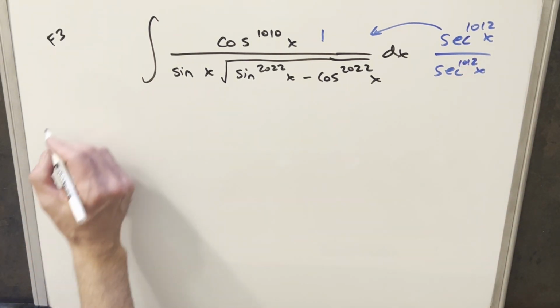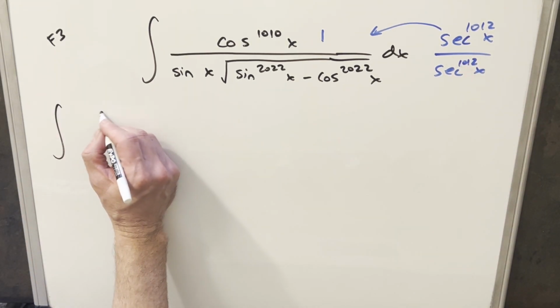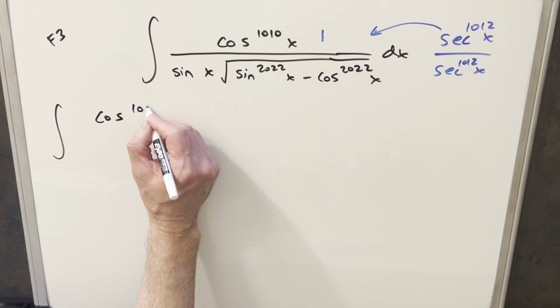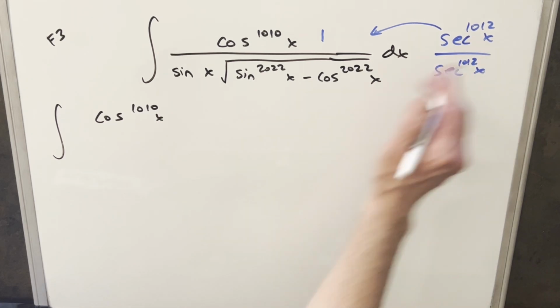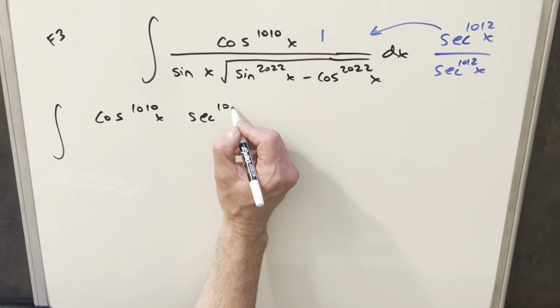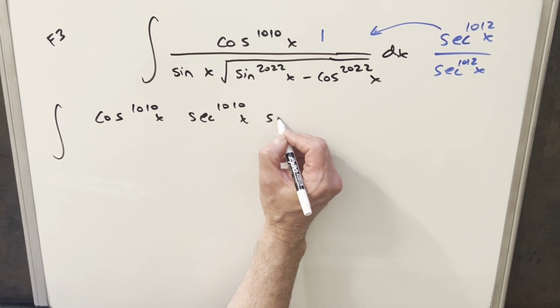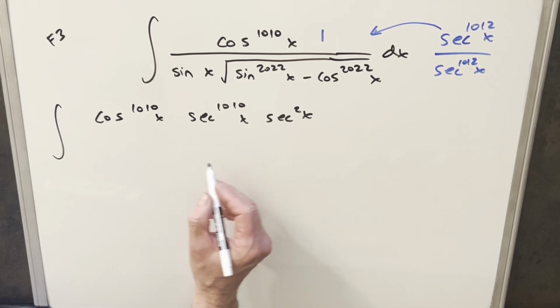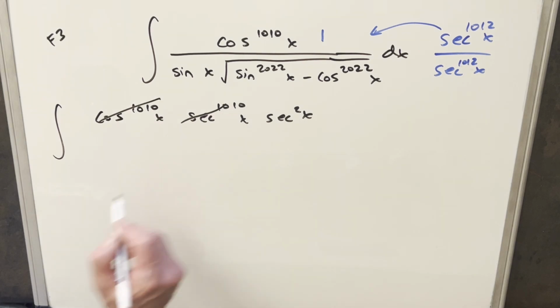So let's just multiply this all out pretty carefully so we can see what's happening. We have our cosine 1010x here. I can split up this secant 1012. I can write it as secant 1010x times secant squared x. That way, this is going to cancel with this here.